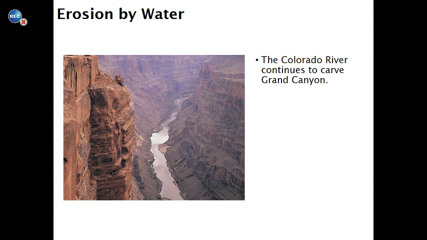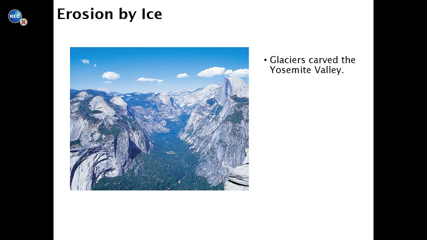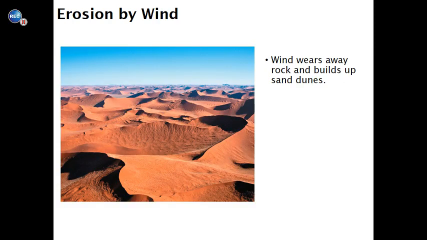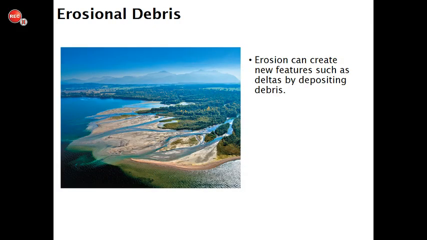The Grand Canyon is a big example. It's close to a mile deep, and it's been cut by the Colorado River over time. Glaciers carve out valleys, and here is the Yosemite Valley. It's had a glacier cut through it. Deserts with sand dunes are where the wind is breaking up the rock and carrying the rock away as sand. Rivers dump out sediment and form new land.